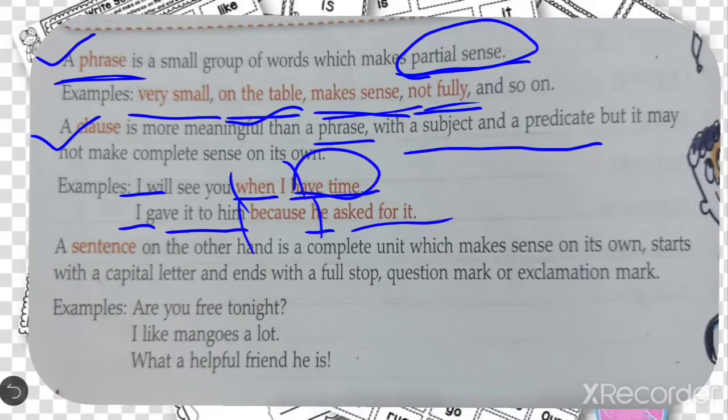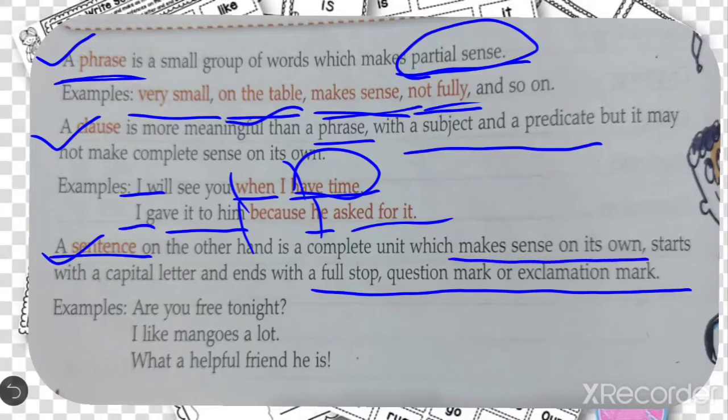So, clauses have a subject and predicate, but it may not make complete sense. Now look at the sentence. A sentence, on the other hand, is a complete unit which makes sense on its own. It starts with a capital letter and ends with a full stop, question mark or an exclamation mark. What are sentences? Sentences always give a sense, a complete meaning, and start with a capital letter and end with a full stop, question mark or exclamation mark.